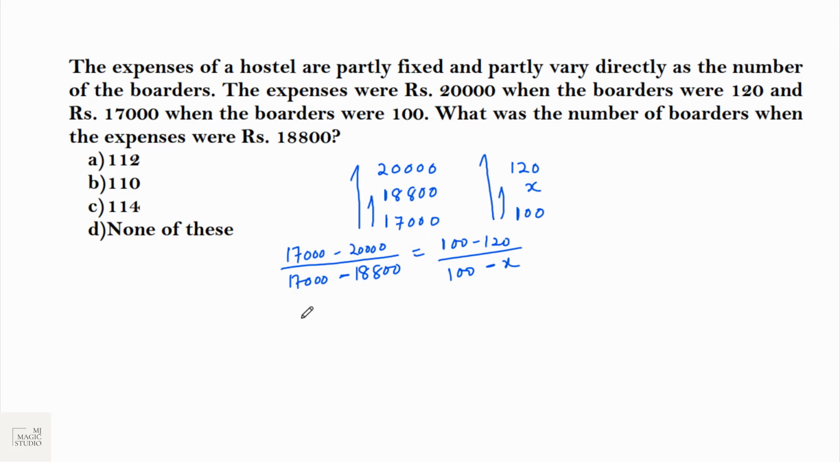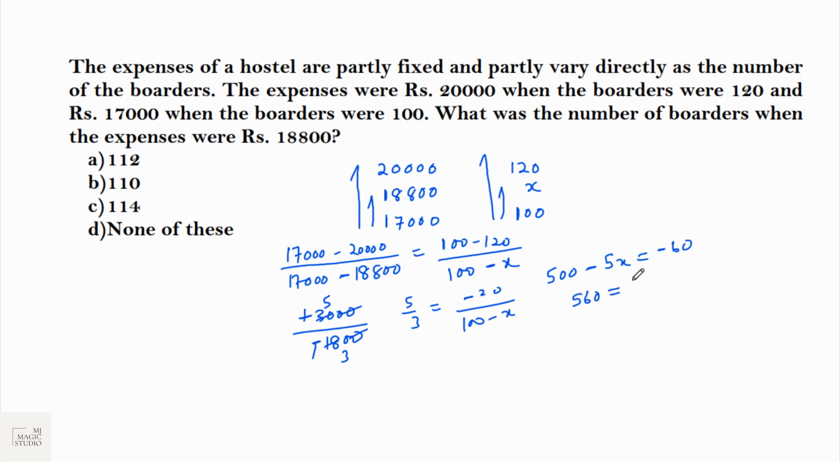So 17,000 minus 20,000 is minus 3,000 by 17,000 minus 18,800 is minus 1800. This is gone. 5 by 3 is minus 20 upon 100 minus x. 500 minus 5x equals minus 60. 60 will come here. 560 equals 5x. Value of x is simply 560 by 5. That is 112. Interpolation technique always helps in getting the answer in no time. Option A is the pick.